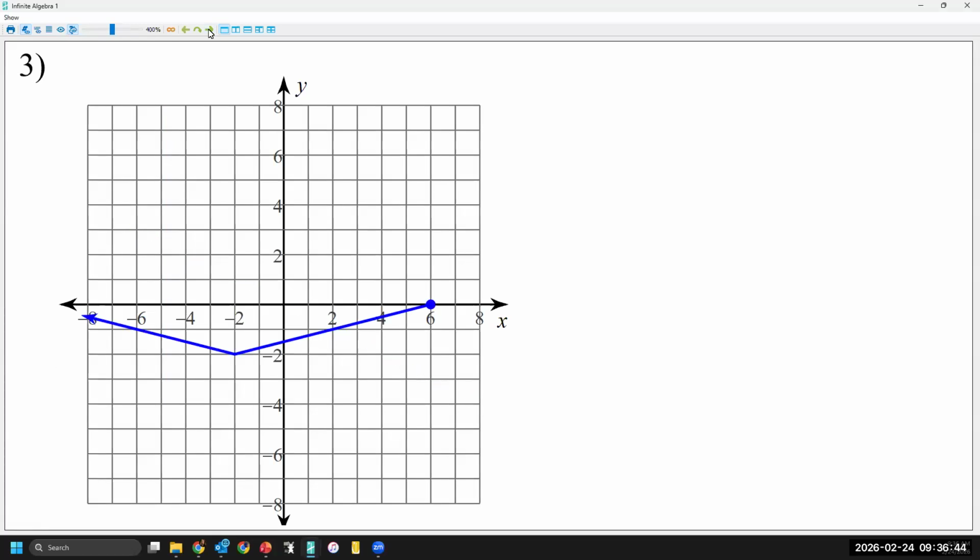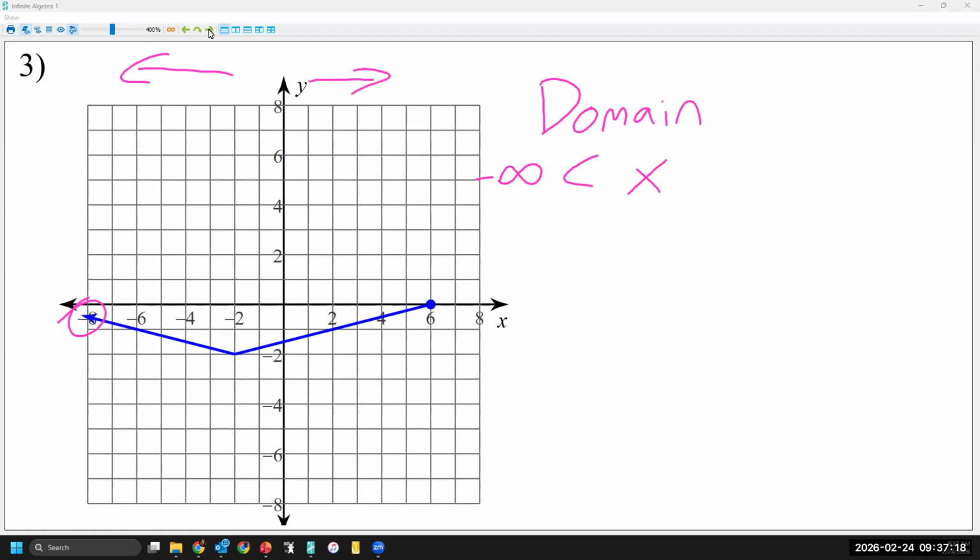All right, let's look at number 3. Number 3 has a little bit of a trick to it as well. Let's see here. We start off with our domain. Our domain on this one's the easier of them. So let's think about when I have x. How far do we go to the left? Well, I got an arrow there, so that means I'm going to go to infinity. And when I'm talking about infinity going to the left, I use a negative, not equal to.